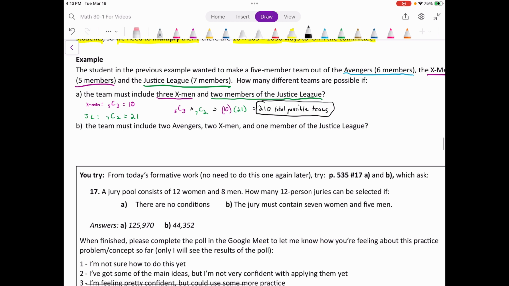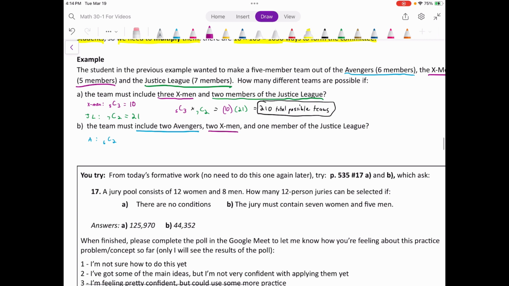All right, what about if the team must include 2 Avengers? So there are 6 choose 2 ways to choose the 2 Avengers, right? Avengers, I'll just say A for short, 6 choose 2, okay? What about the 2 X-Men? Well, there's 5 X-Men, and we're choosing 2 of them. So 5 choose 2. And then the Justice League, there are 7 of them, and we're choosing only 1, right?